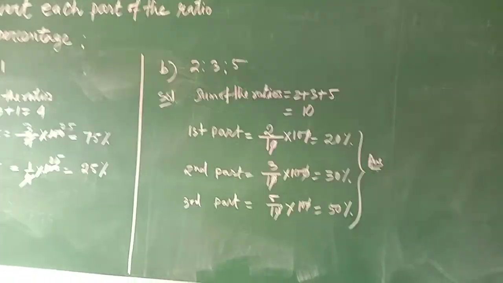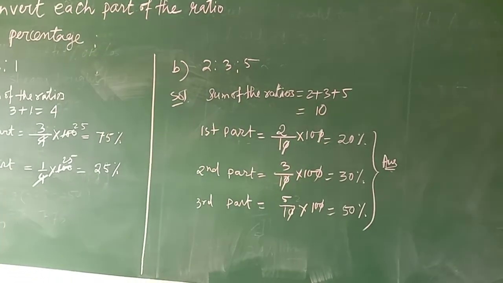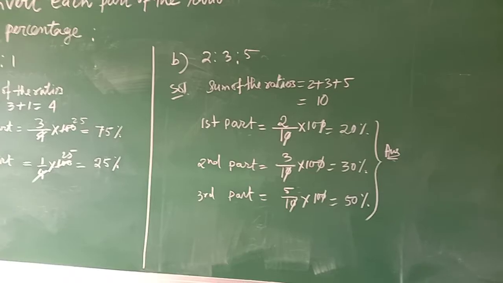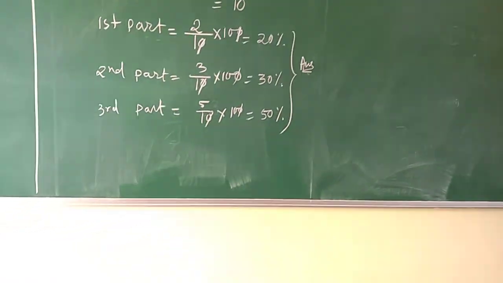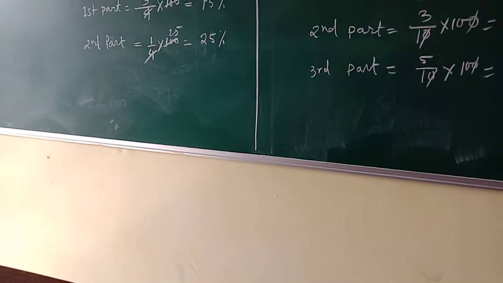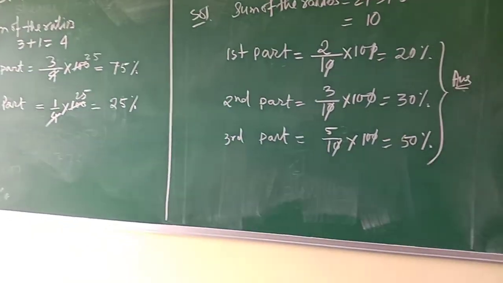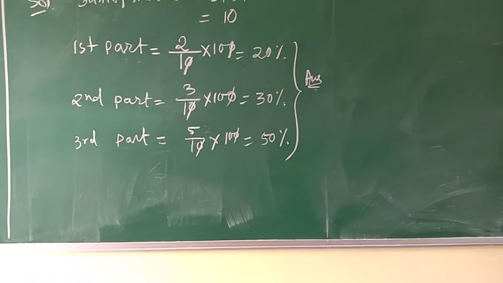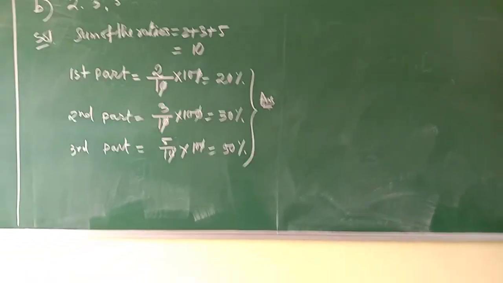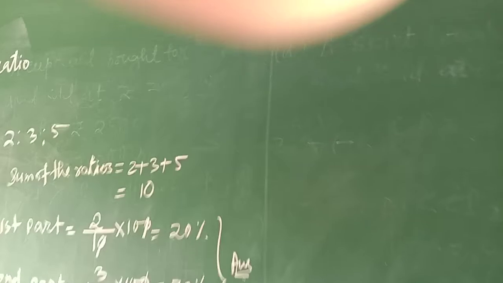Find each percentage. What was the question? Convert each part of the ratio into percentage. Next question is question number, which one you want to do? Let's check. Question number A, B, C, D. Let's do D. 1:2:5. I think you can do it. Do it by yourself. This is your homework.